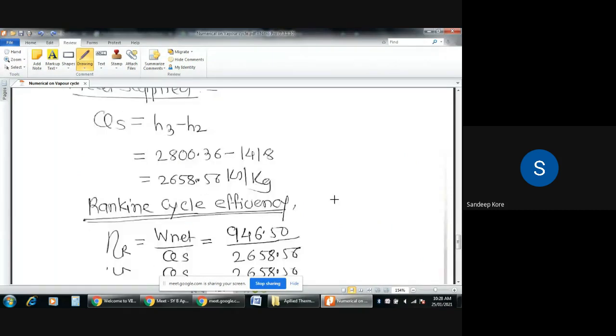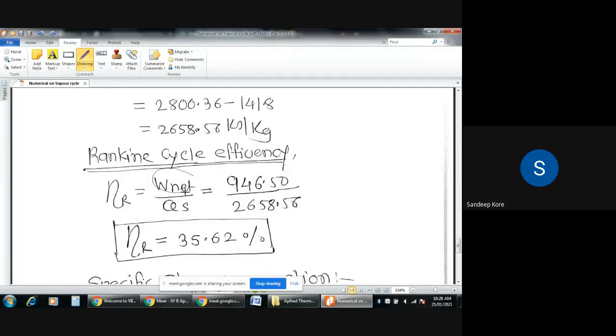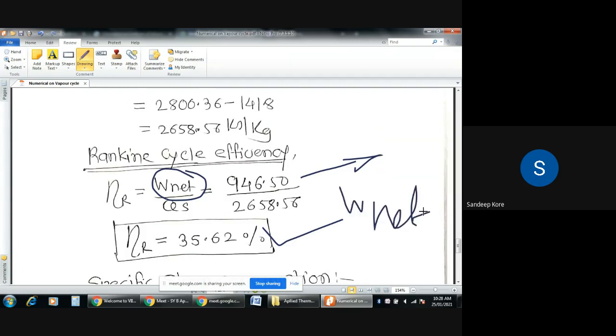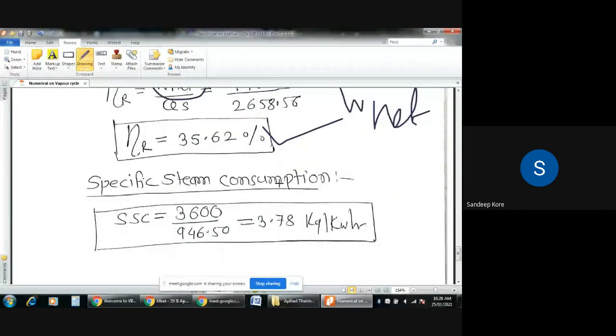Now the Rankine cycle efficiency is equal to net work upon heat supplied. Net work is equal to turbine work, because we are neglecting the pump work, and heat supplied is 2658. So we are getting the Rankine cycle efficiency as 35%. Okay, so net work is turbine work, that is 946.